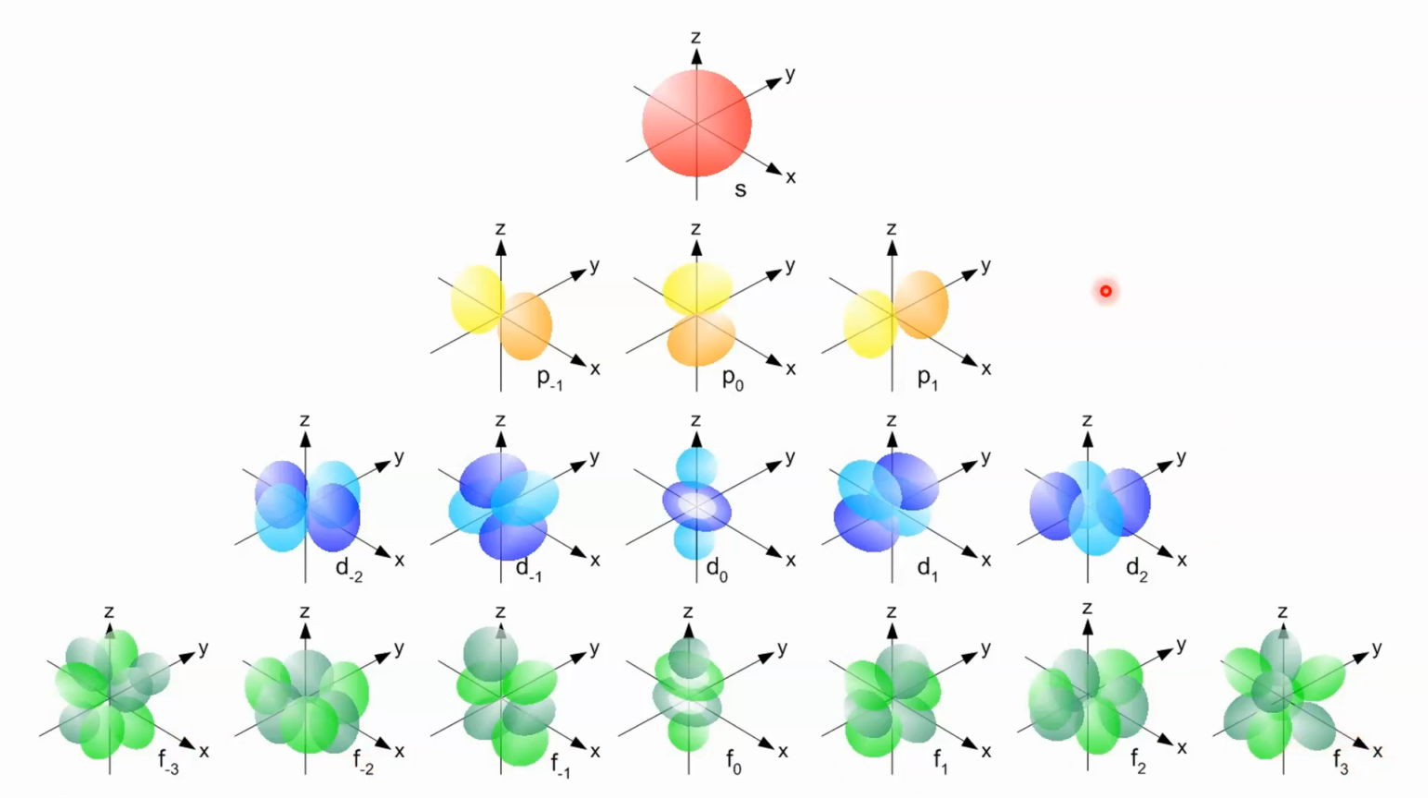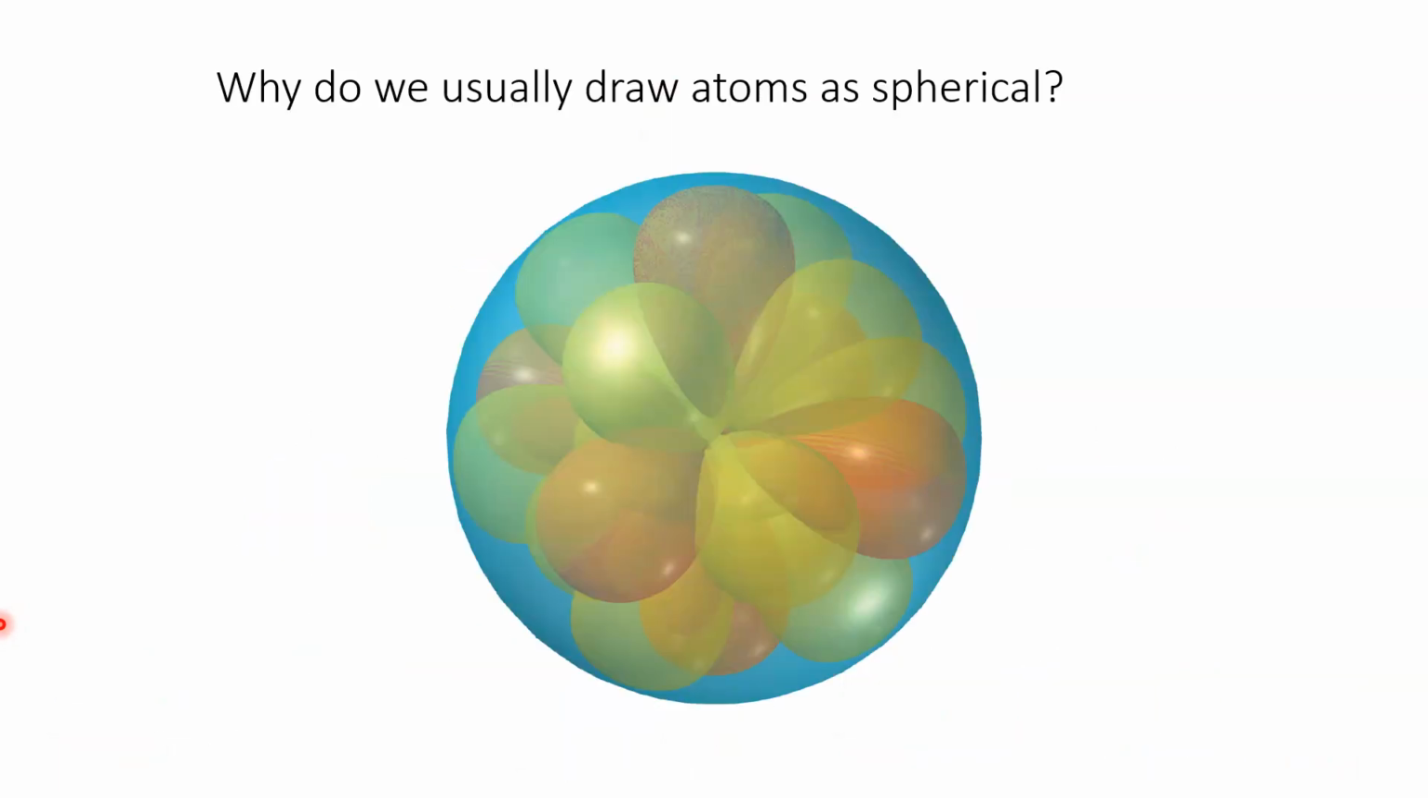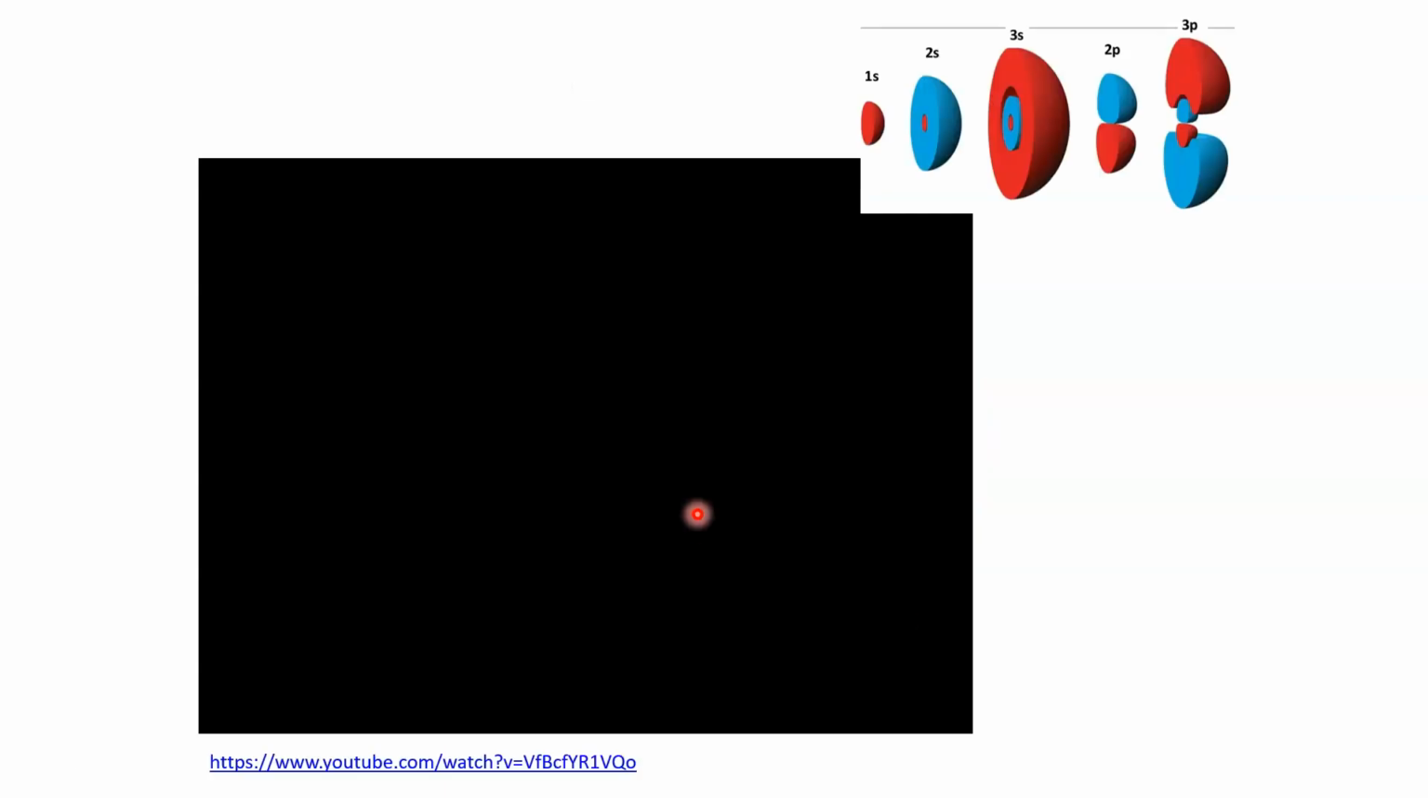And so again, these are graphical representations of the wave function from the Schrodinger equation. We're not worrying about solving it. I just really want to make sure that everyone is clear that these came from a mathematical model. So we tend to draw atoms as spherical. If you think about the overlap of all of these orbitals, it's going to look like a sphere. And I'm going to show you a little video illustration of this.